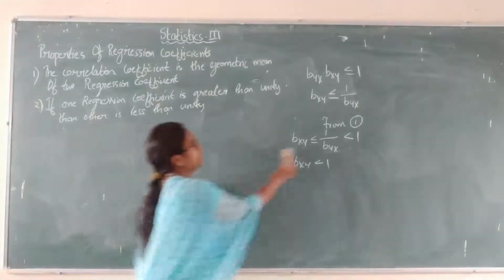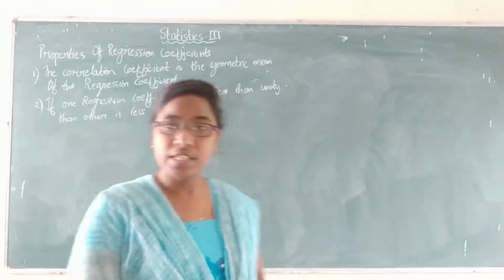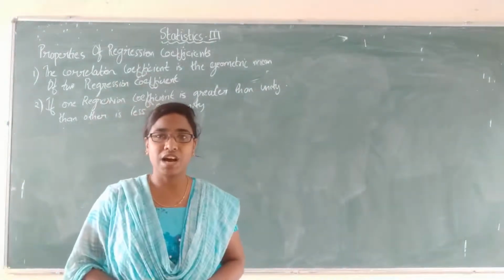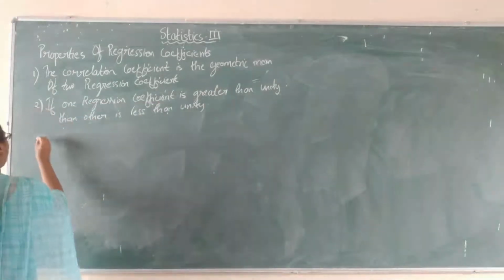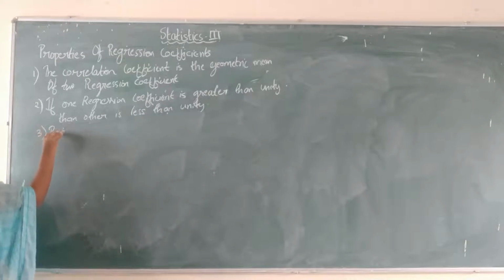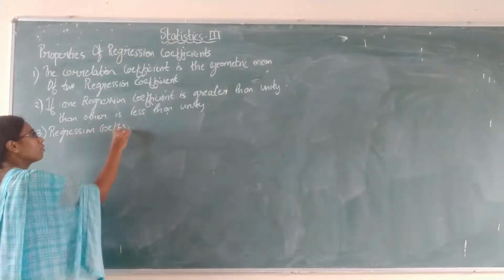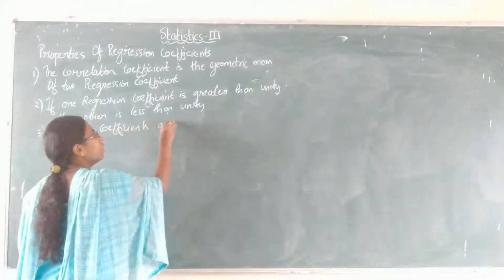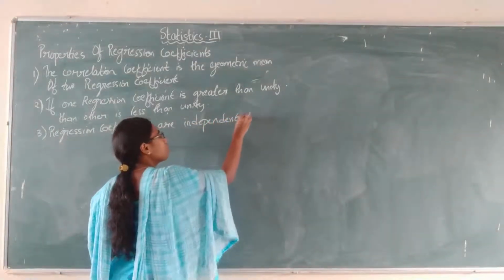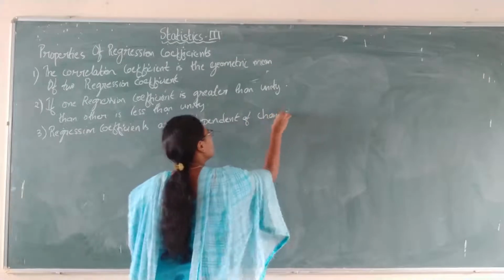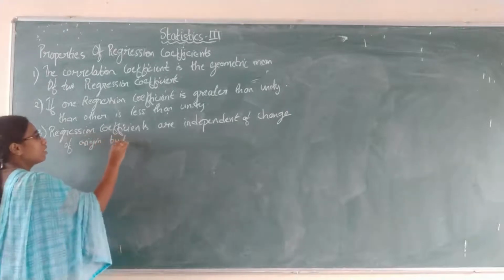Now we'll move on to the third property. The third property is: regression coefficients are independent of change of origin but not scale.